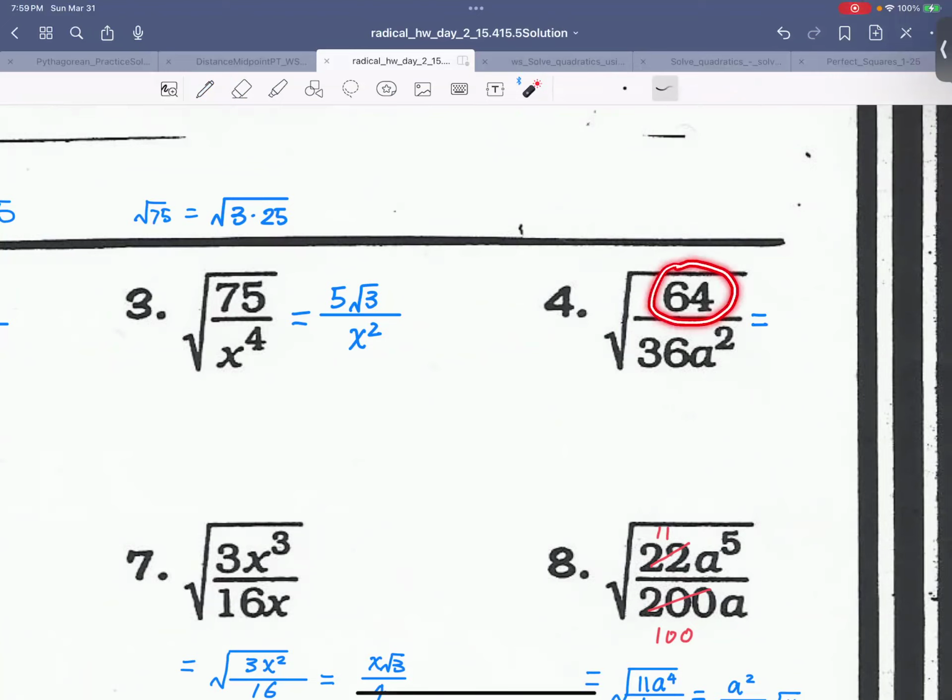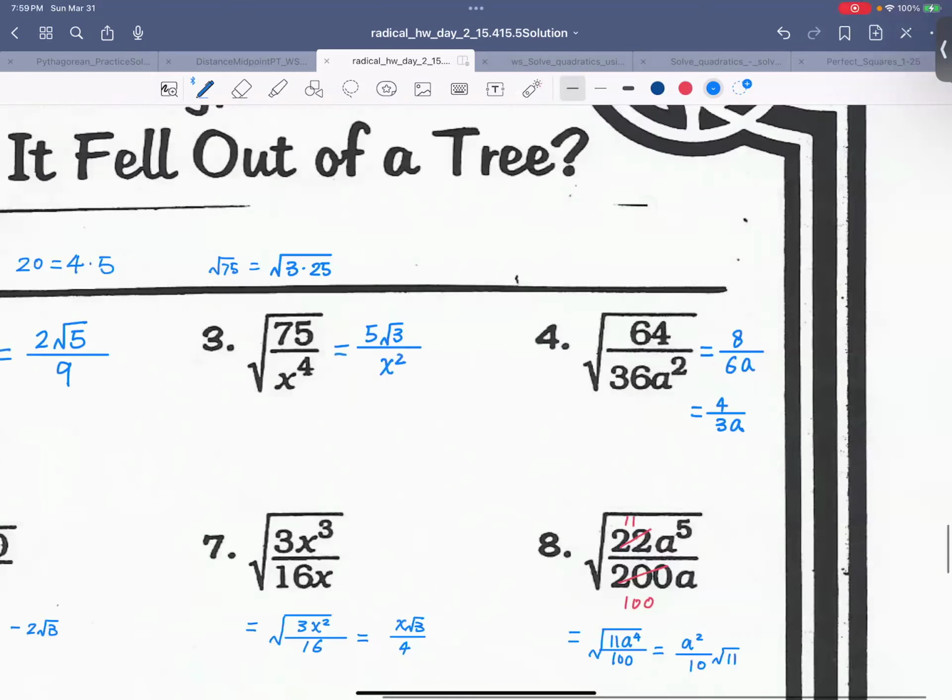64, you want to take out who? Whose square is 64? Yes, Ryan. Yes or no? Answer me. Yes. Okay. 36, you take out who? 6. a squared, you take out who? a. So you do 4 over 3a. Make sense? Yes.